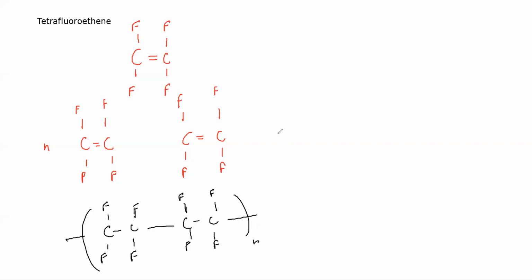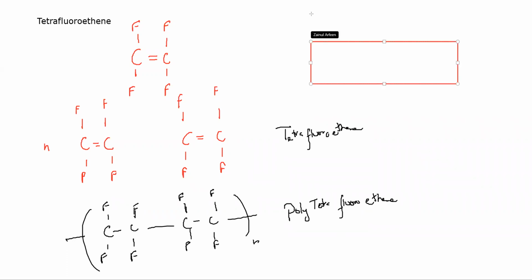If the monomer was tetrafluoroethene, what is the name of the polymer? What will be the name of this polymer? Polytetrafluoroethene. And where do we use this compound? Maybe you have seen non-stick pans. Non-stick pans consist of a layer of a compound called polytetrafluoroethene or Teflon. Teflon is a common name.